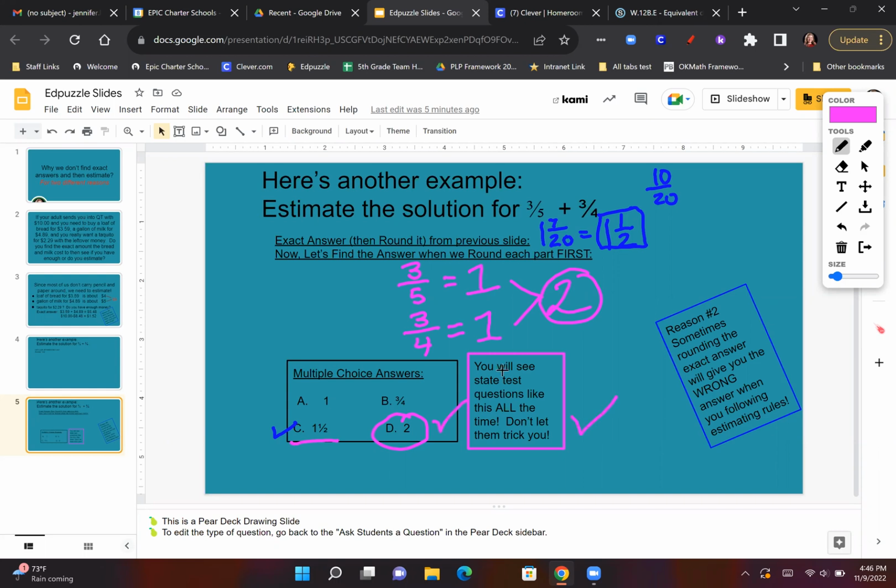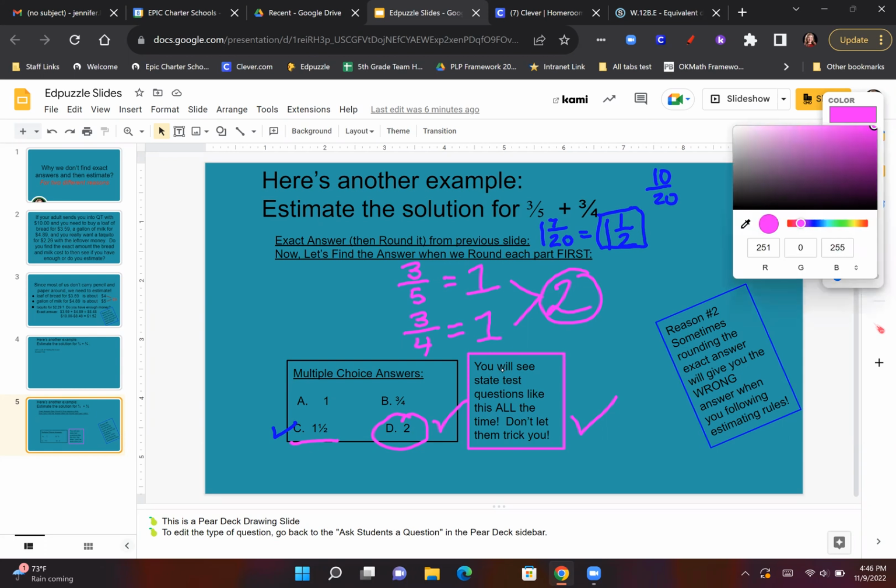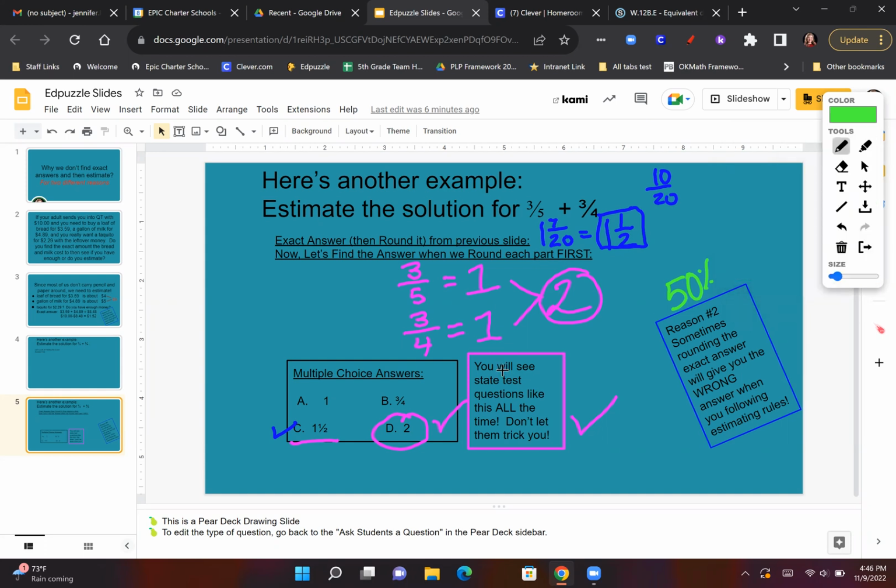So that brings us to reason number 2, why we don't find the exact answer and then round it, is that sometimes rounding the exact answer will give you the wrong answer when you're following the estimating rules. So keep this in mind. I always tell students that about 50% of the time, you can get it right if you find the exact answer and then round. But 50 out of 100 is not good odds. That's still an F, right? So we want to make sure that we're rounding each part first, okay? Make sure you're rounding each part first.